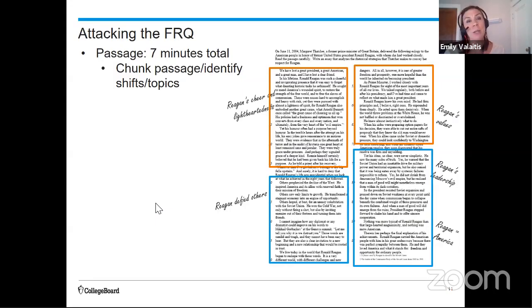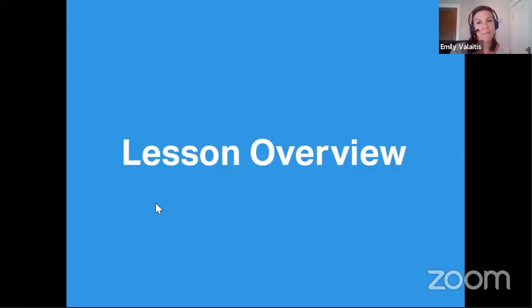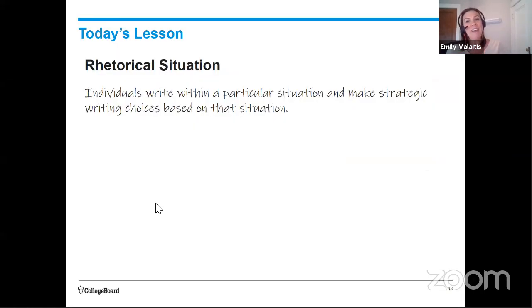It makes it a lot easier when you approach it this way. All right, so for today, we're going to be talking about the rhetorical situation. I'm sure you guys are sick of it. I'm a little sick of it because we've talked about it so much, but it's a cornerstone. The whole essay really stems from your understanding of the rhetorical situation. So we have to spend a little bit more time with it.